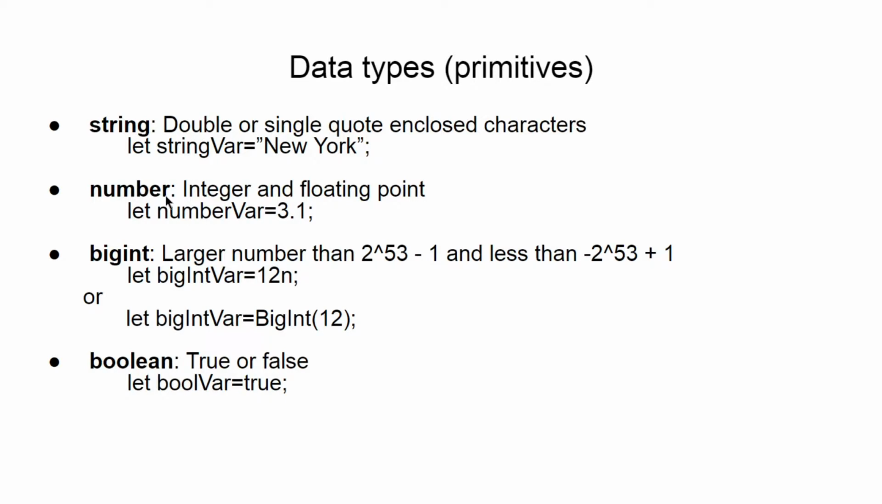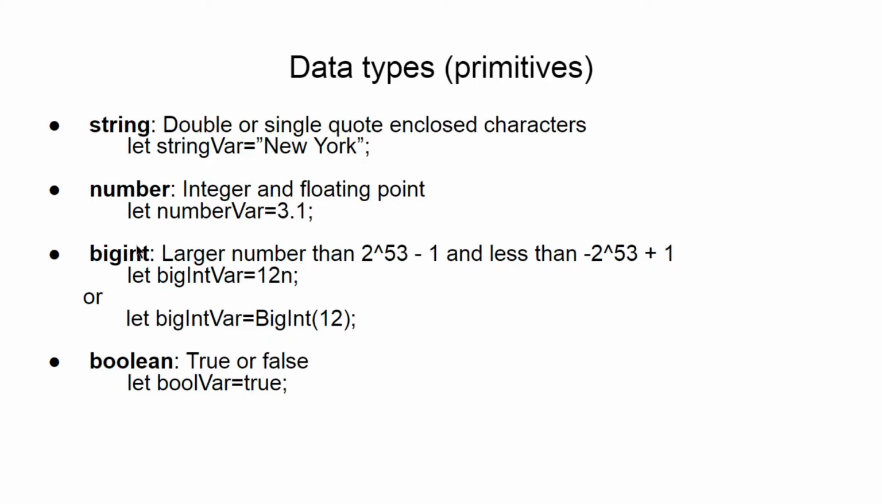The next data type is number. It is used to store integer and floating point numbers. In this example we have the same pattern: the let keyword, the name of the variable, the assignment operator, and then the value. It is 3.1. It's a floating point value. It can be an integer, it can be number 0, number 1, number 2, number 5, 11, etc.